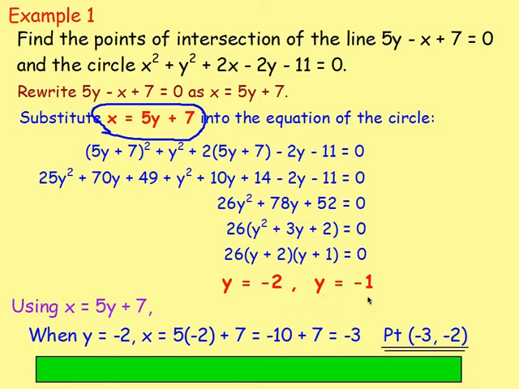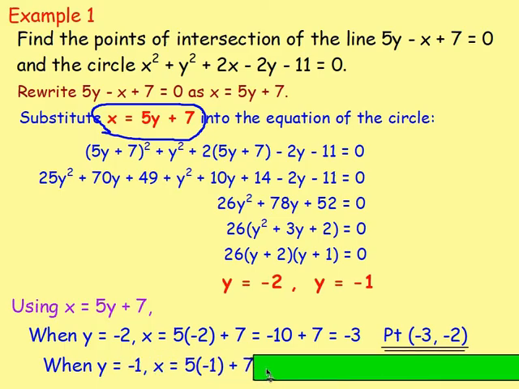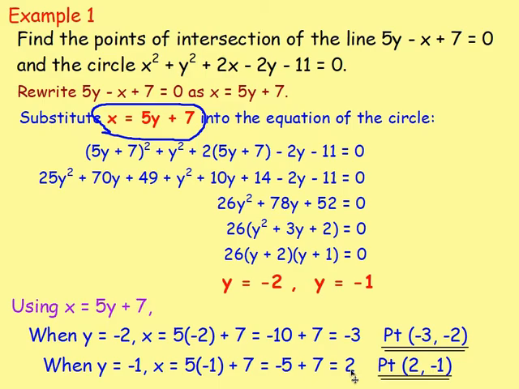Do the same thing with the other y value. So when y equals negative 1, x would equal, replace y then with negative 1. So you'd have 5 times negative 1 add 7, which is negative 5 add 7, which is 2. So the x coordinate would be 2 when y would be negative 1. So that would be your other coordinate there. So to find the points of intersection, well, these are the 2 points of intersection.